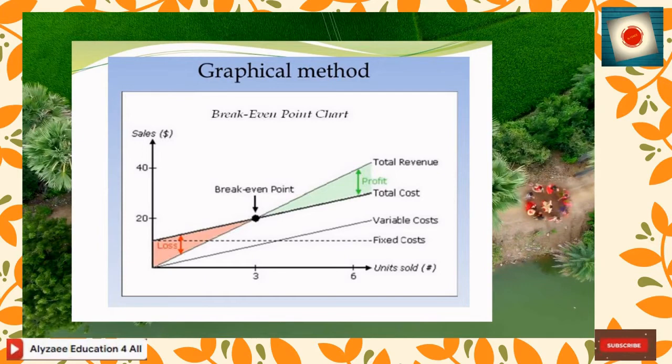This brings us to the end of this lecture, and in the next lecture we will be discussing the other approaches like the algebraic approach, analytical approach, and statistical approach, so you have a better understanding of how to calculate the break-even analysis, and then we will be discussing the role of managers as well.